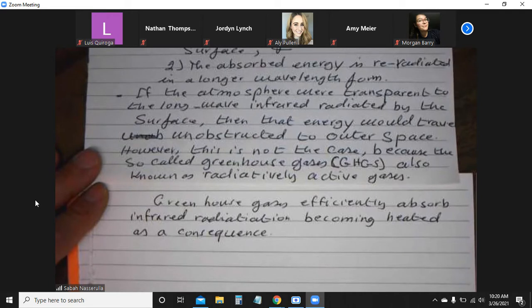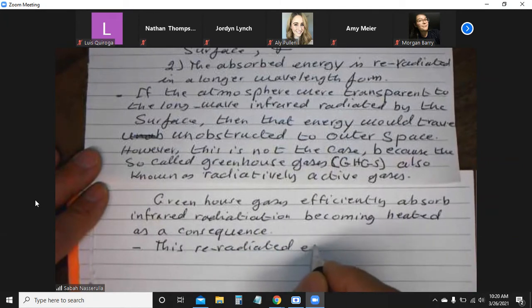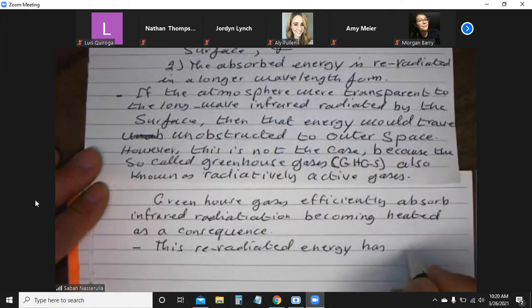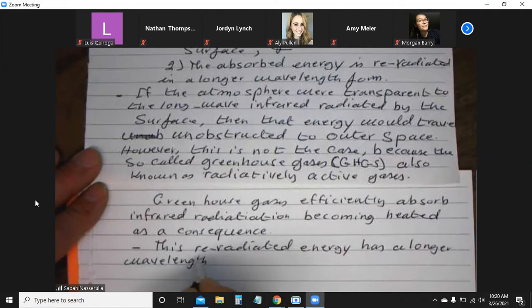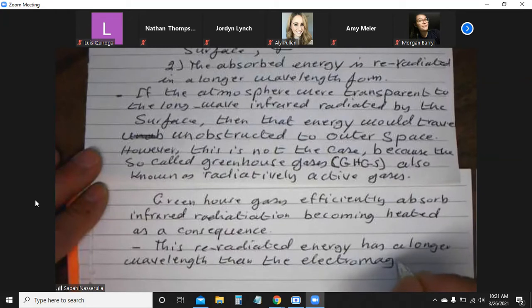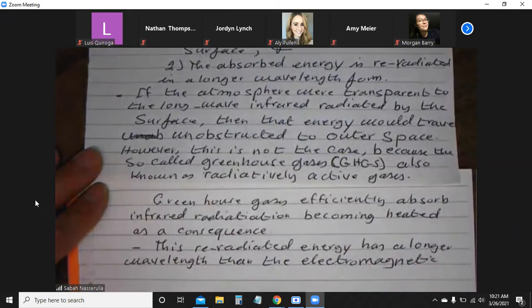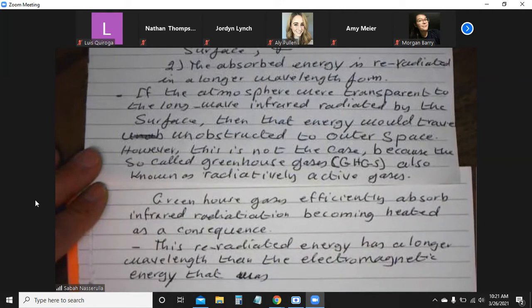I'm trying to emphasize this point here, that the re-radiated energy has a longer wavelength than the absorbed one, than the electromagnetic energy that was originally absorbed.